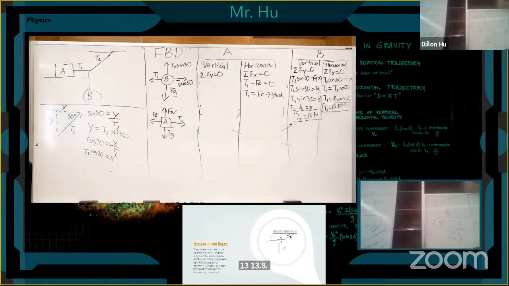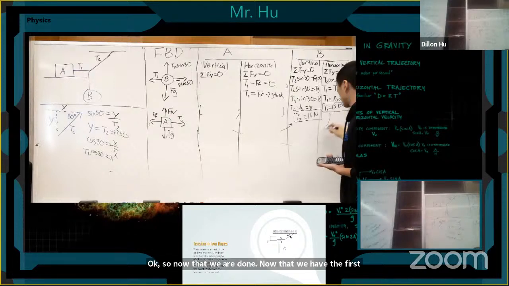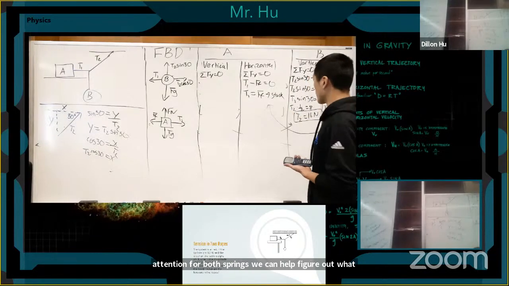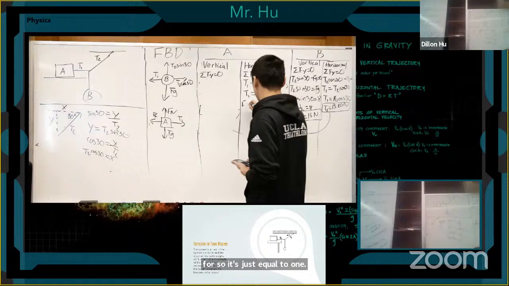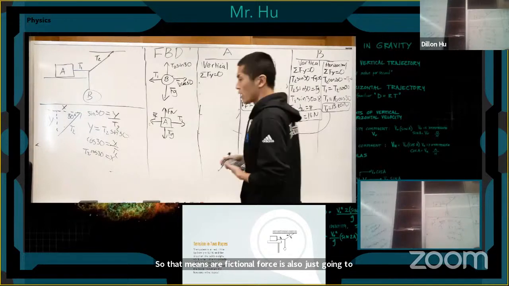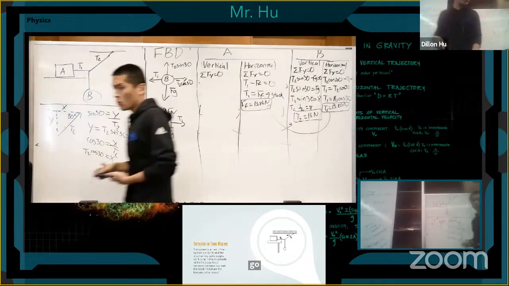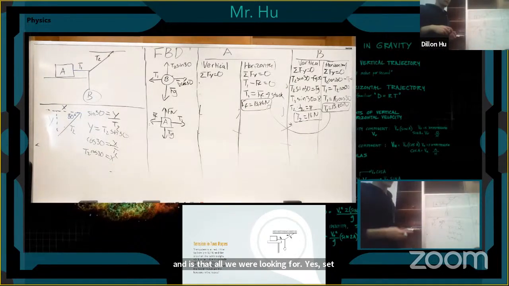Okay. So now that we have the force of tension for both strings, we can now figure out what the frictional force was. Well, we found out the frictional force was just equal to T1. So that means our frictional force is also just going to equal 13.86 newtons. And is that all we were looking for? Yes, that is all we're looking for.